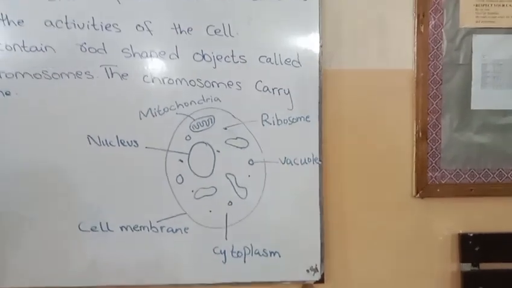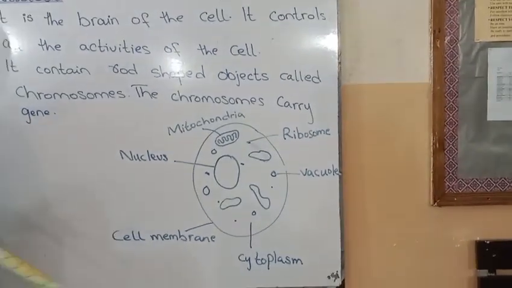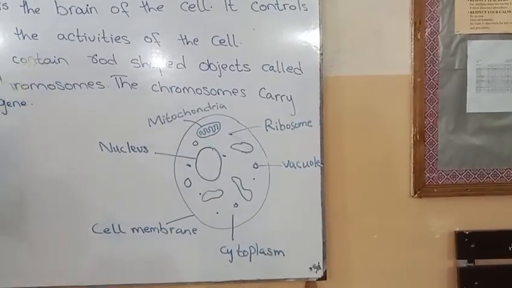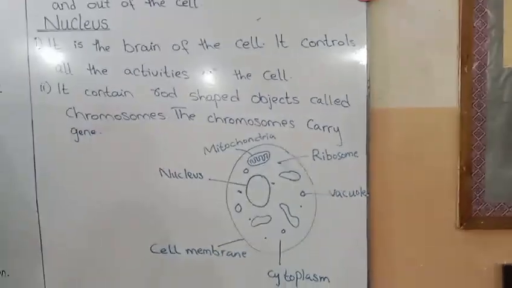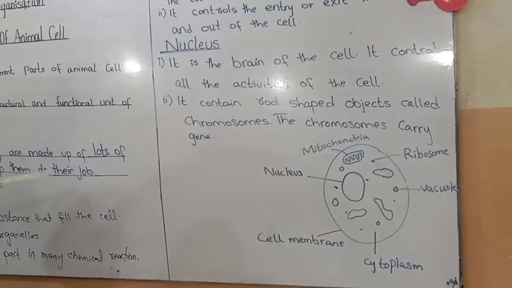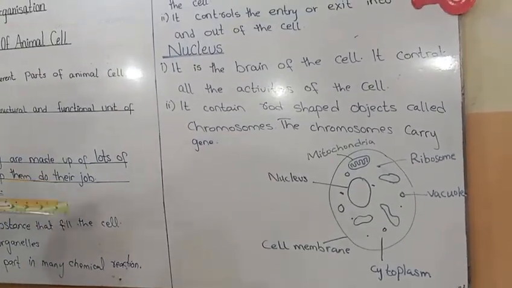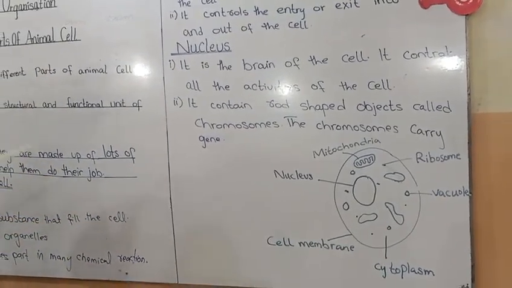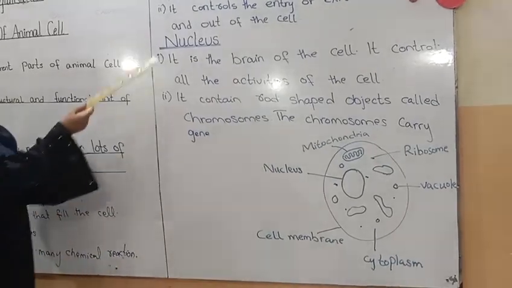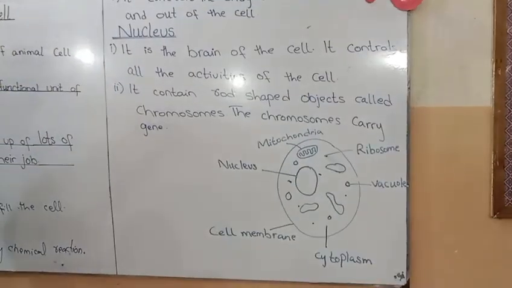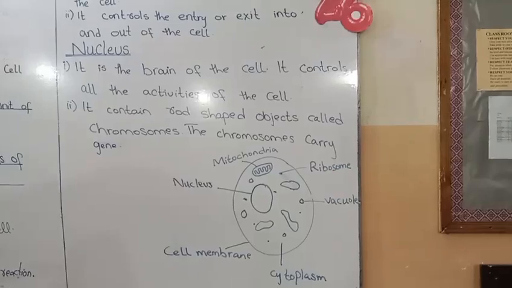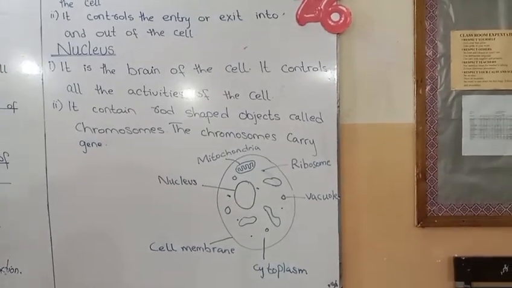The major part, the brain of the cells, is the nucleus. Nucleus is the brain of the cells. All the activities are controlled by the nucleus. If a cell has no nucleus, then we say that the cell cannot perform, because all the activities are controlled by the nucleus. Like us, cells also have a brain, and the cell brain is called the nucleus.